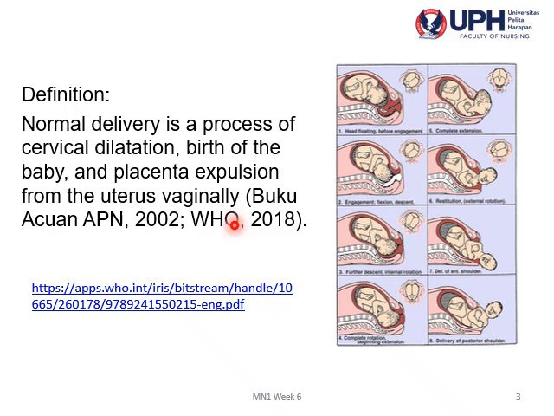So we're going to have a review on the definition of normal delivery. We understand that normal delivery is the process of cervical dilatation, the birth of the baby, and the placenta expulsion from the uterus through the vagina. This is according to WHO in 2018, and we already reviewed the document on a positive childbirth experience given by WHO.